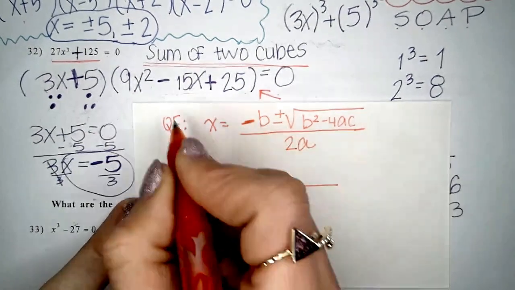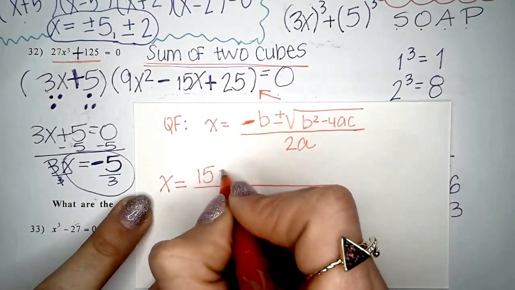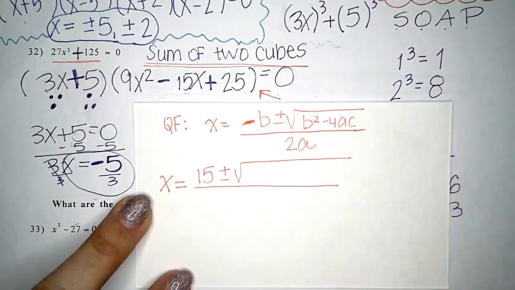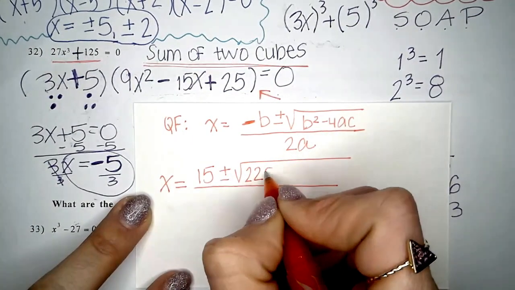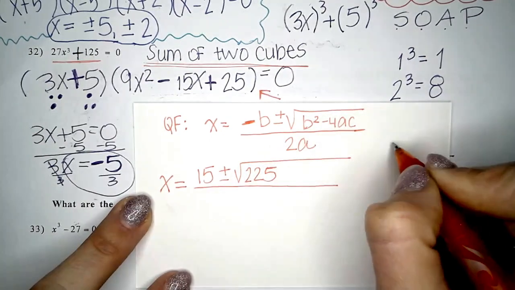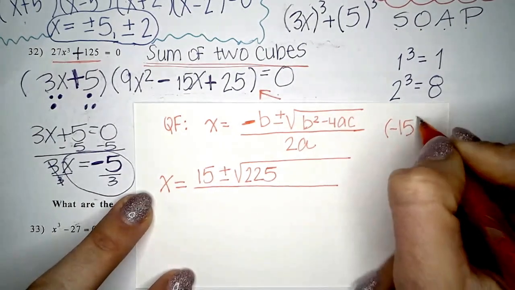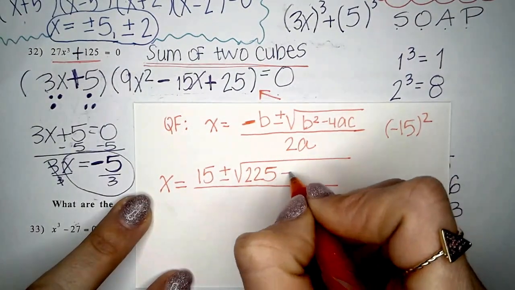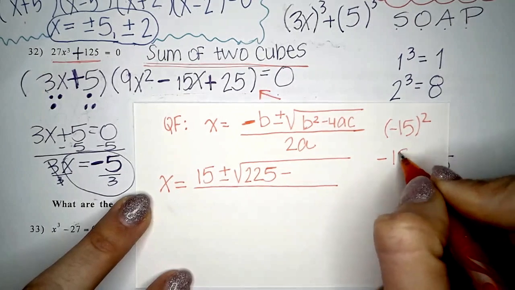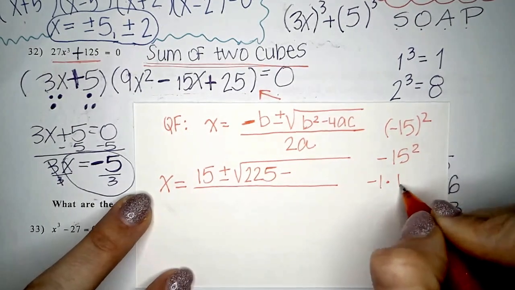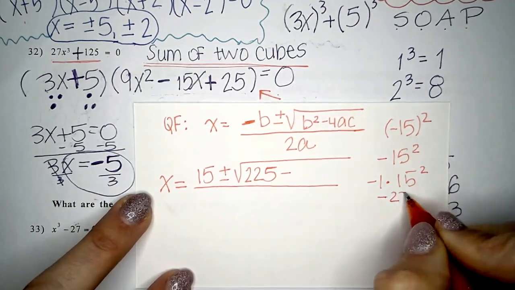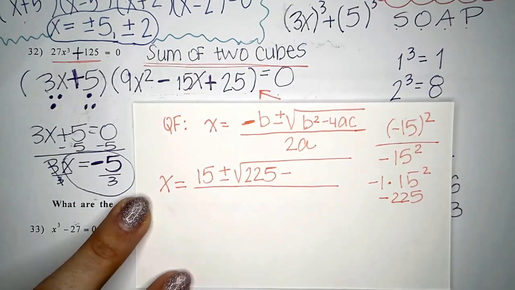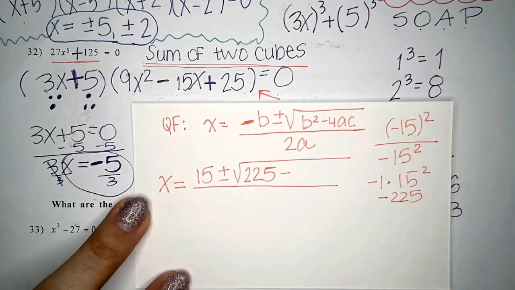Negative b, what am I going to fill in? 15 plus minus square root. Okay, well, what is 15? Negative 15 times negative 15 is 225. Make sure if you do negative 15 squared in your calculator, you have to put parentheses, otherwise it's going to be wrong. Because otherwise it's going to do negative 15 squared, which means negative 1 times 15 squared, and it'll give you negative 225. If you use parentheses, you'll get positive 225, so it makes a difference, because the operations mean different things.